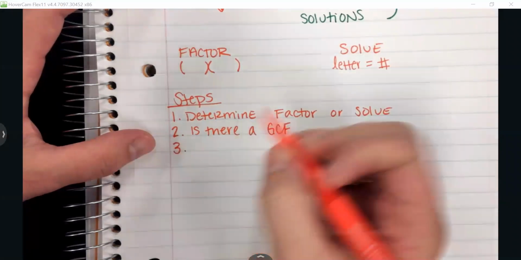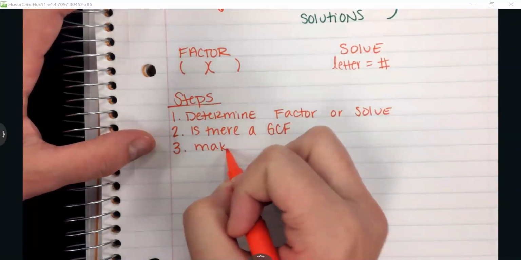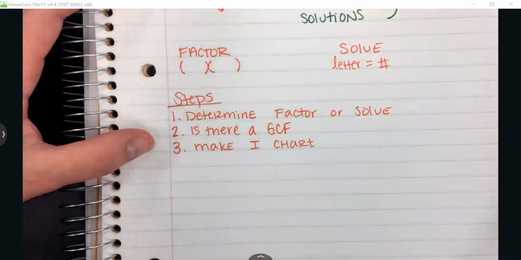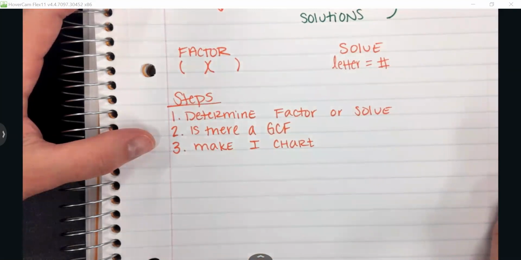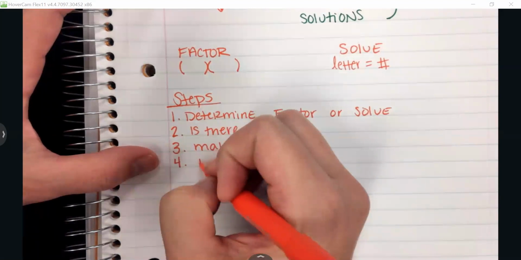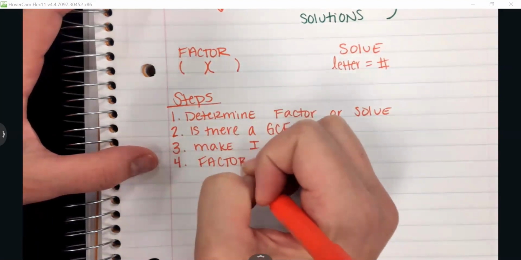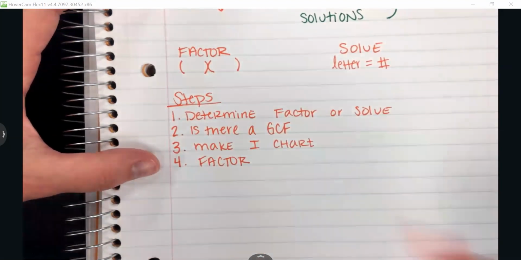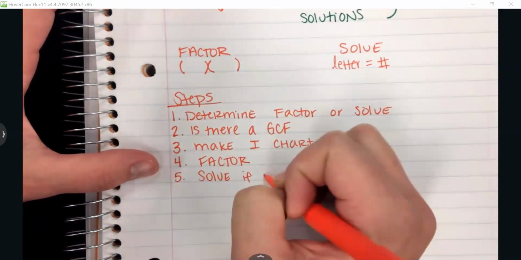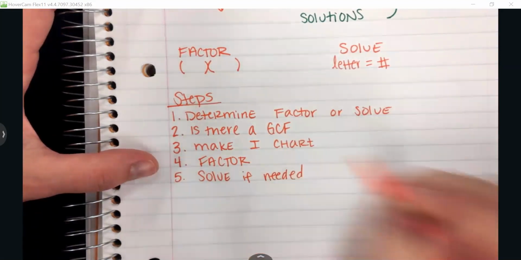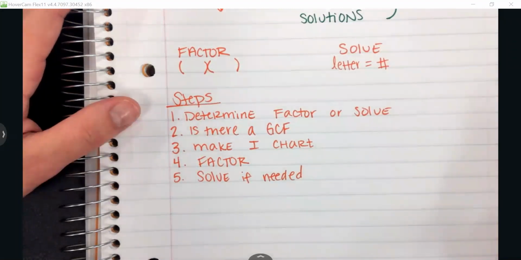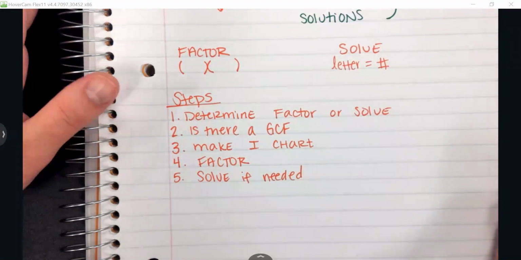Number 3, you're going to make an eye chart. I'll show you what that is whenever we do our examples. You're going to make an eye chart. Number 4, you factor. And number 5, you solve if needed, meaning if it had an equal sign, I solve it.